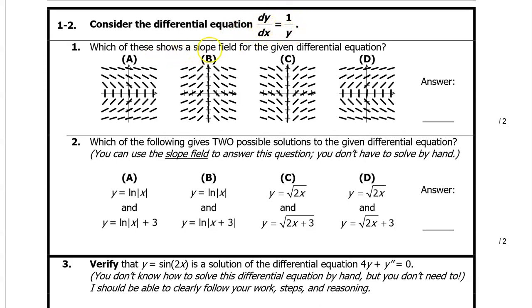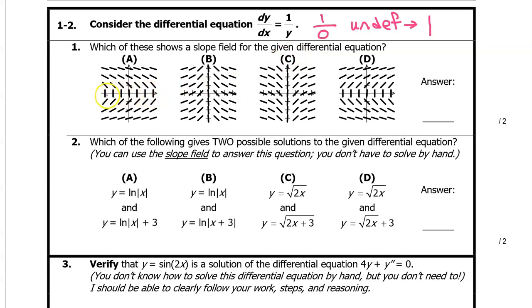Which of these shows a slope field for the given differential equation? This one should be relatively easy because it is only in terms of y. What if y is 0? Then we'd have 1 over 0, which is undefined. That means we should have a vertical slope. So, which of these has a vertical slope when y is equal to 0?